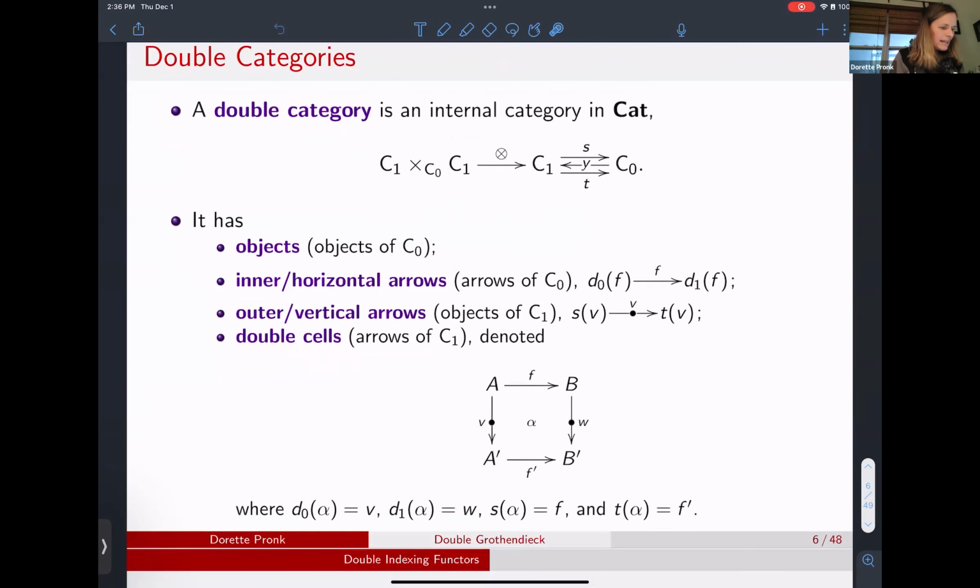And I will use D0 and D1 for the domain and codomain inside the categories building the diagram, and source and target for the outer part of the diagram.